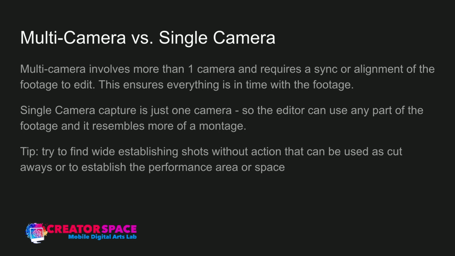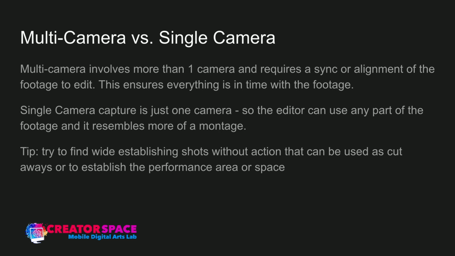Then the single camera capture is just one camera. So the editor can just choose any part of the footage, and it resembles more of a montage. So we're putting together highlights. We're not necessarily able to show a whole piece, especially if the camera is moving around and maybe walking and you don't always get the best angle. A single camera wide shot, for example, you could use a whole piece of a song and make it work that way, and that's okay.